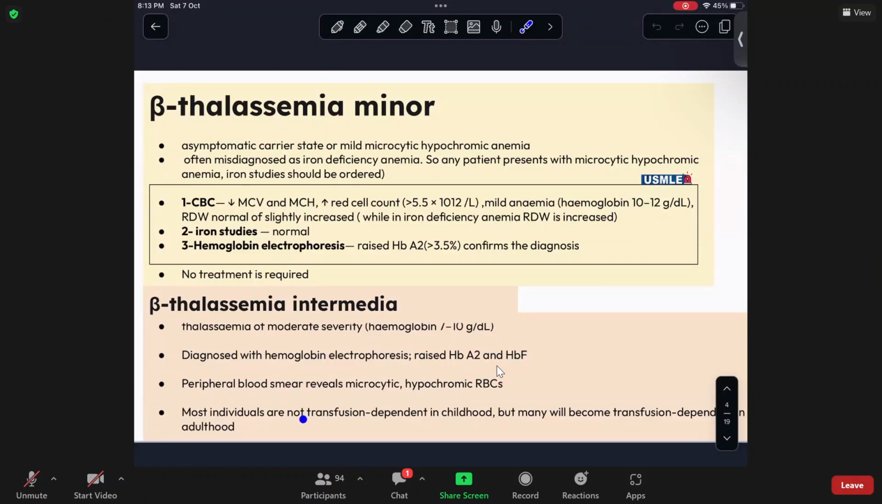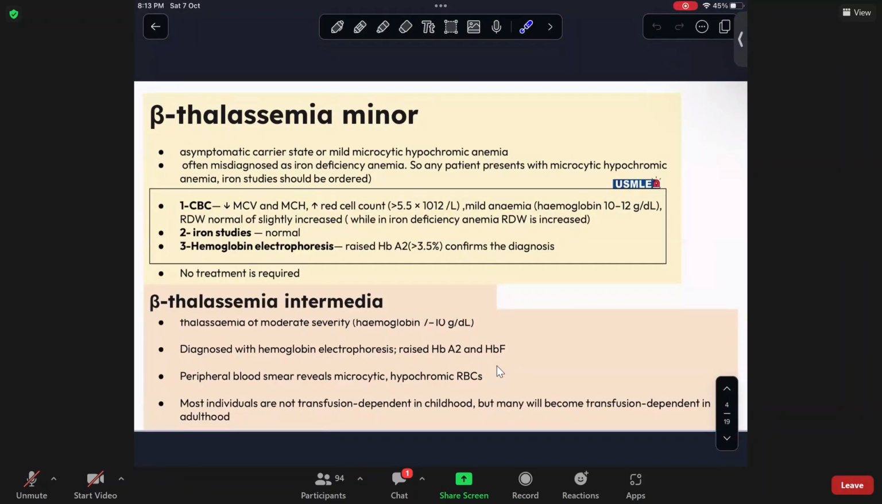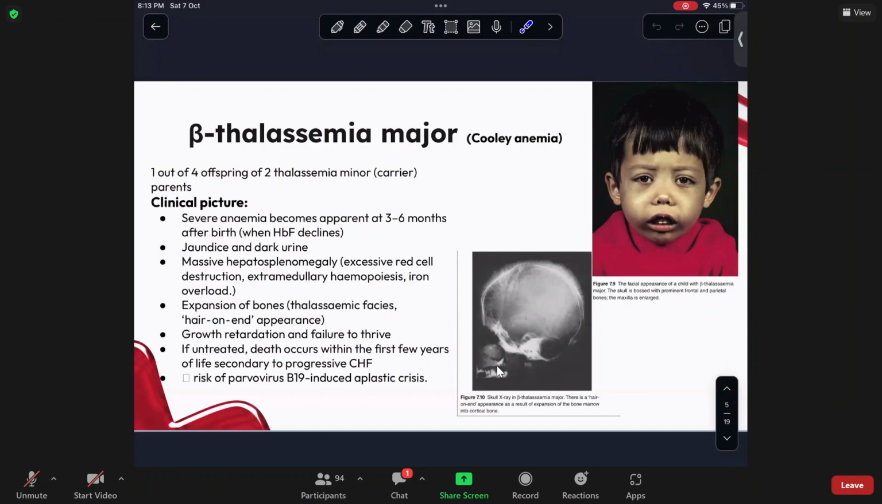They are non-transfusion dependent, but maybe in adulthood they might need transfusion. Okay, now we will move to beta thalassemia major. It's like 1 out of 4 offspring of two thalassemia minor carrier patients.